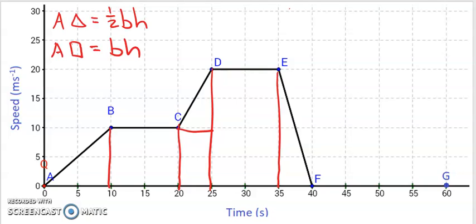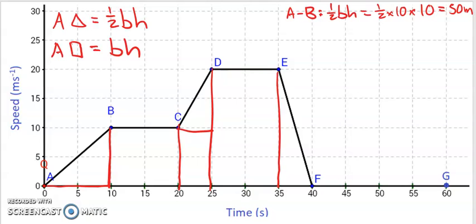So for section A to B, we have a triangle. So we're going to use half the base times the height. I'm going to write this quite small because I'll run out of room. So the base in this case is 10. So half times 10, and the height is also 10. So that will give us an area of 50. And since we're working out distance travelled, our unit will be meters.